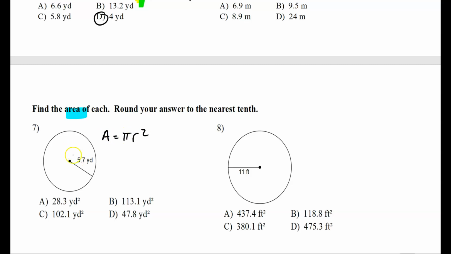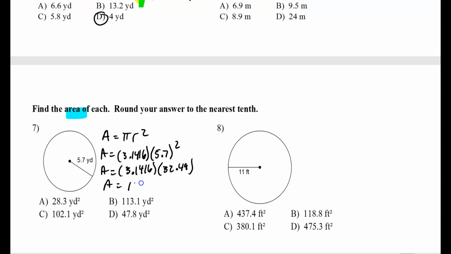I got to make sure that I have a radius here. 5.7 is a radius. It goes halfway across the circle. So A is equal to 3.1416 times 5.7 squared. Remember, 5.7 squared is not 5.7 times 2. It is 5.7 times 5.7. So 3.1416 times 32.49, because that's what 5.7 squared is. And we multiply 32.49 times 3.1416, and we get our answer.